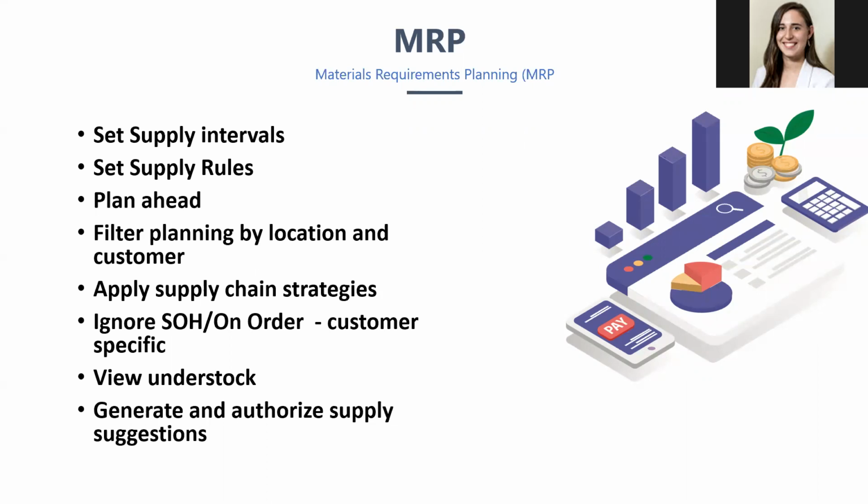You can filter planning by location and customer. So you can check general stock requirements or focus planning on a single location or a single customer. So you can look at either for one location or you can look at for a specific customer. So if you have a really big customer, you can just focus on what you need to meet their requirements.